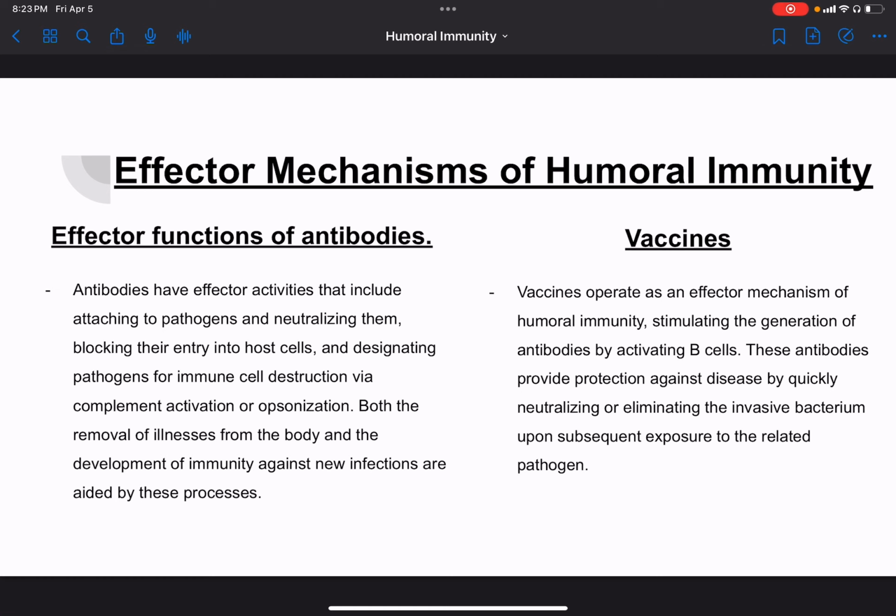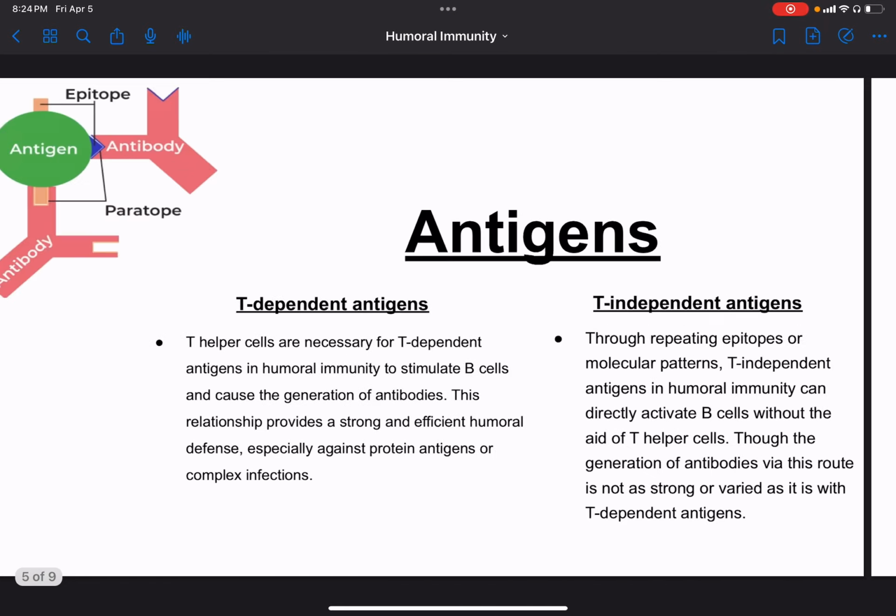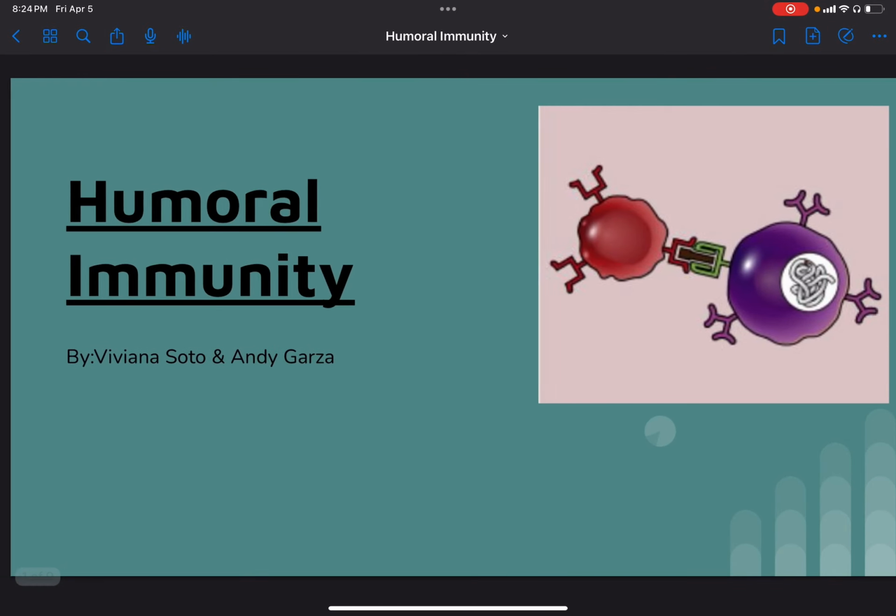As for vaccines, vaccines operate as an effector mechanism of humoral immunity, stimulating the generation of antibodies by activating B cells. These antibodies provide protection against disease by quickly neutralizing or eliminating the invasive bacterium upon subsequent exposure to the related pathogen. So, this then concludes the group project for humoral immunity.